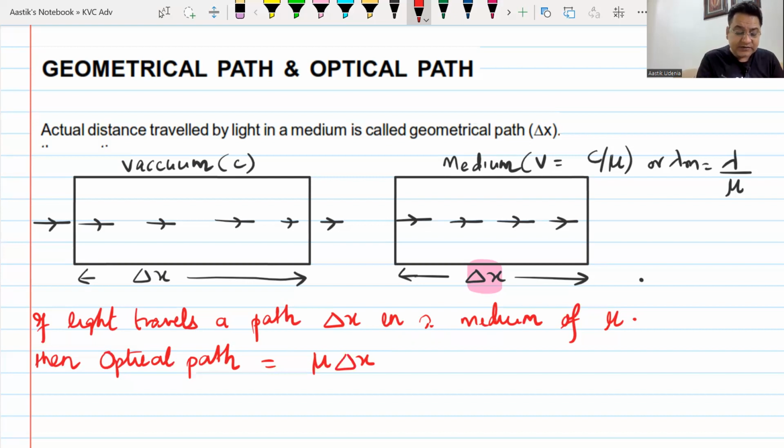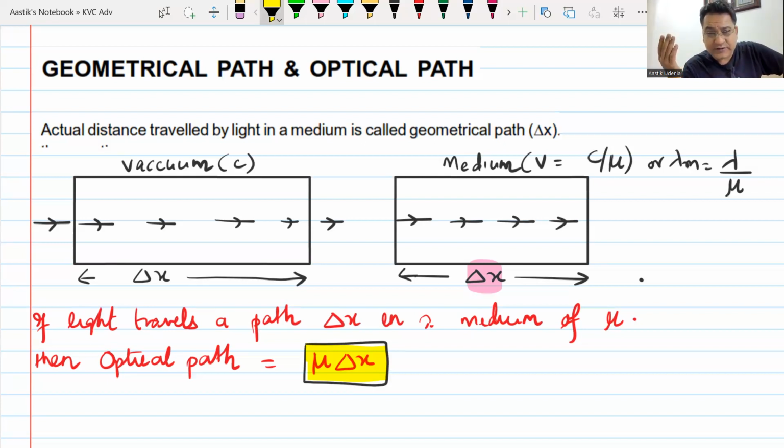In very simple terms, if light is moving a distance x or delta x in a medium, the equivalent path in air is known as optical path, and the value of that optical path is always equal to mu times delta x. So that is what you have to remember. I'll give you a minute to write it down. No one is going to ask you the definition of optical path. You just have to remember a distance x traveled in a medium is equivalent to mu x in air. Do you understand this? That mu x is known as the optical path. I'll give you a minute to note this down.